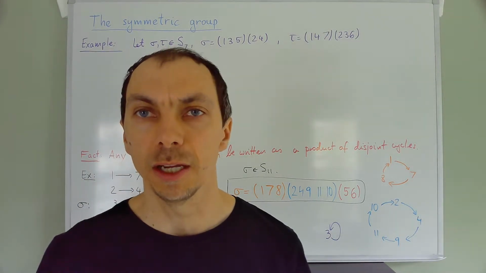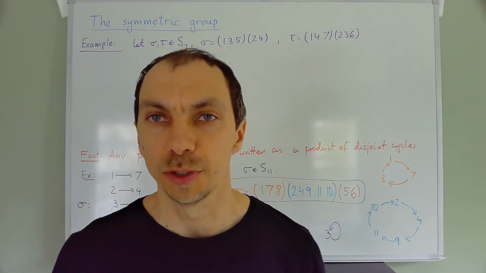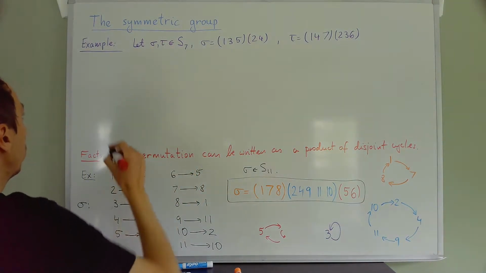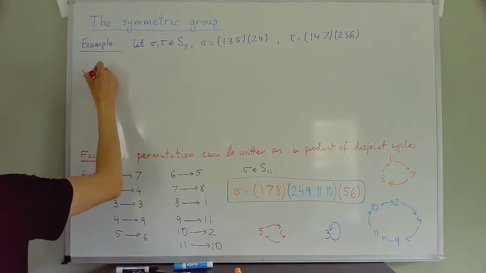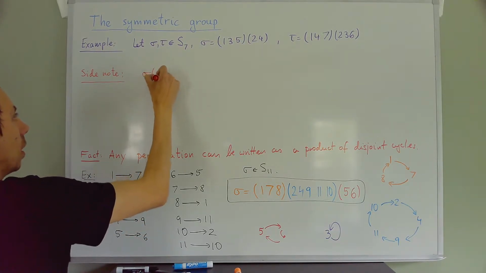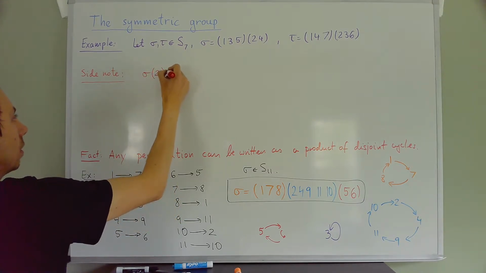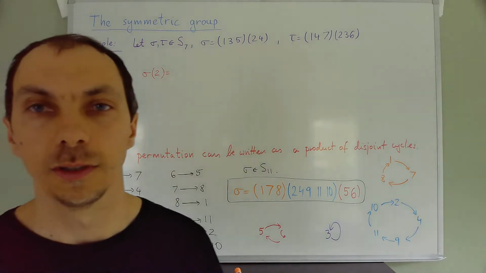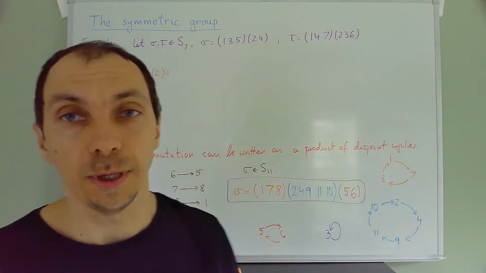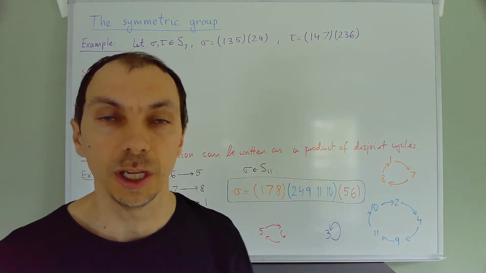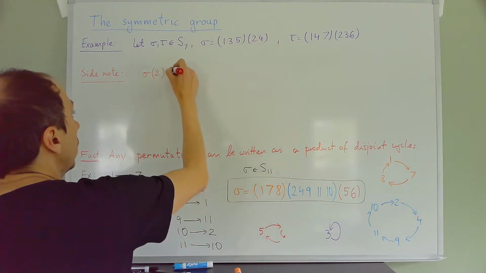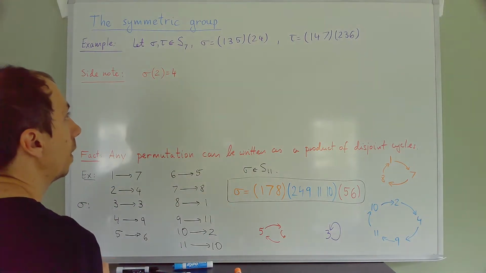Just so that we keep our eyes on the ball, before I compose them, let's make sure that we actually understand what this notation means. So here's sort of a side note. What is sigma of 2? What does sigma do to 2? Remember, sigma is a function, right? It looks like just a bunch of numbers here, but it's a function. It's a permutation. So what does sigma do to 2? Sigma maps 2 to 4.